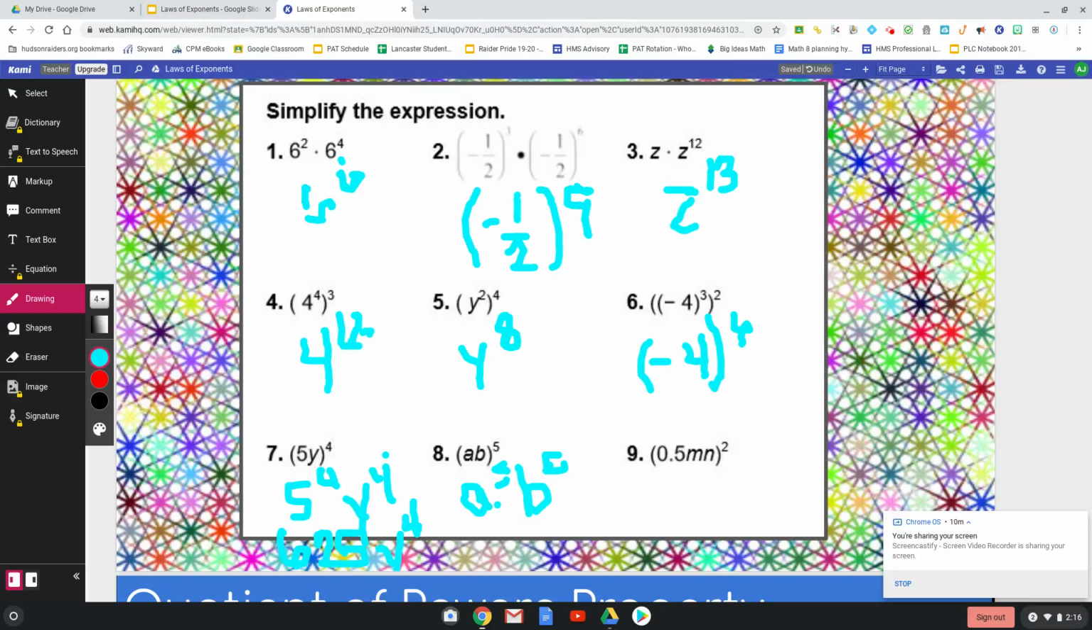And then number 9, we are going to apply that exponent to both, actually all 3 of the factors. We have a half, m, and n. So if I take a half and square it, I'm going to get 0.25. So this would be 0.25 m squared n squared. That concludes our video on the first part of laws of exponents.